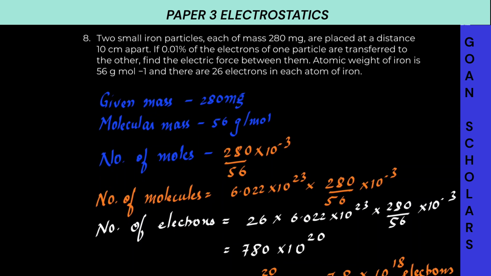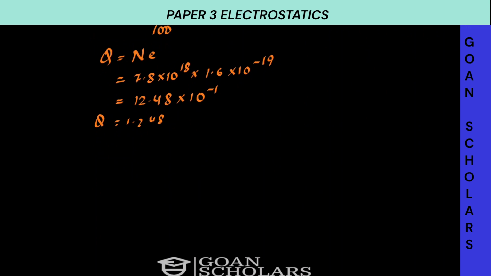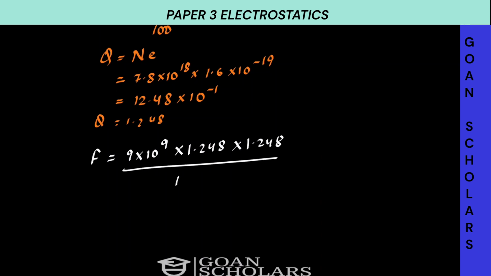Let's read the question once more. Two small iron particles, each of mass this much, are placed at a distance of 10 centimeters. If this percentage of electrons from one particle is transferred to the other, you have to find the force between them. So each particle has a charge of 1.248. Let's find the force. So force will be K Q1 Q2 whole divided by R square. What is R? 10 centimeters. So 10 into 10 to the power minus 2 whole square, 10 to the power minus 2 because it's given in centimeters.